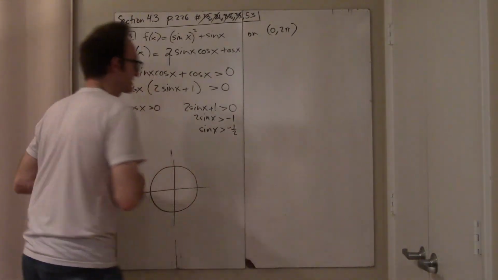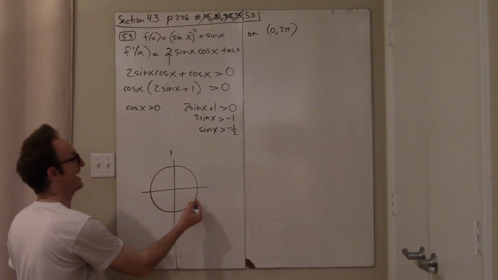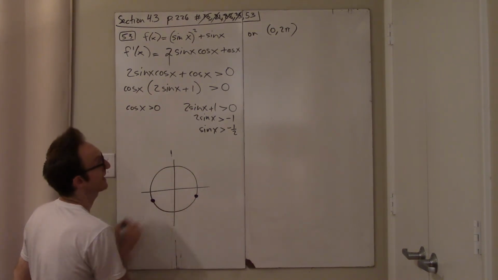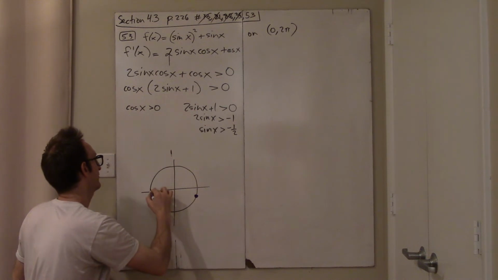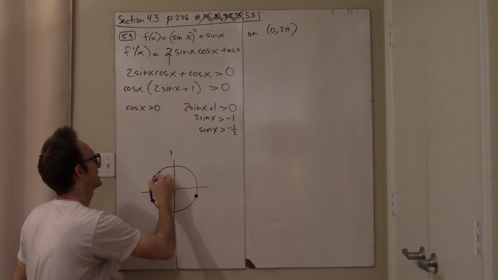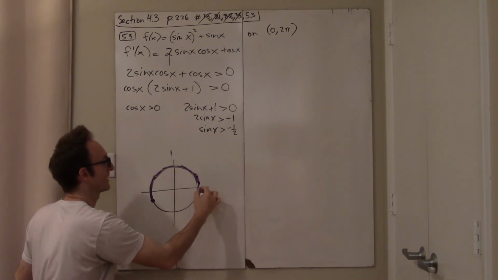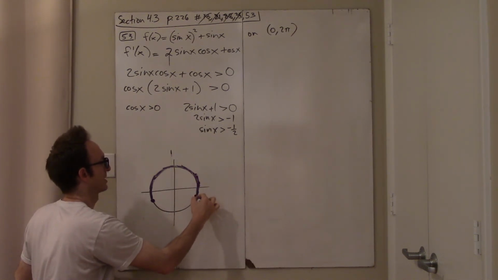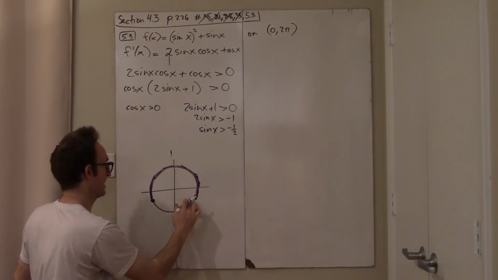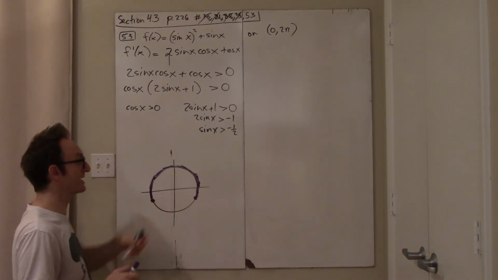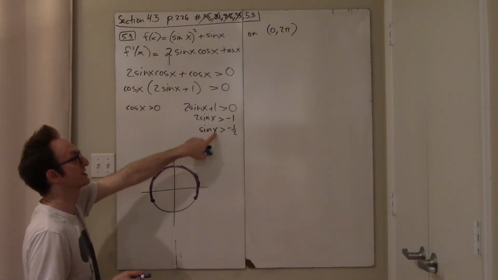Well, when is the sine negative a half? Down here and down here. And when is sine greater than negative a half? Well, all of this section of the circle where the y coordinate is greater than negative a half. Okay, great. Next. So I've shaded purple everywhere where this inequality is true.